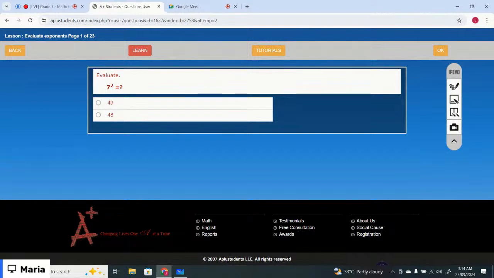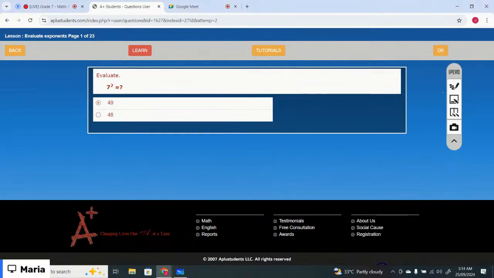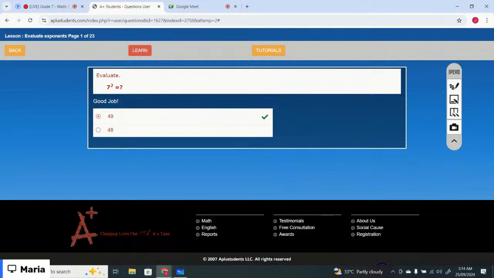Evaluate 7 square. So how do we evaluate? You have to do 7 two times. You have to do 7 times 7. So which is the correct option? You have to do 7 times 7, that is 49. Option number 1 is the correct option. So 7 square equals 49. Got it?